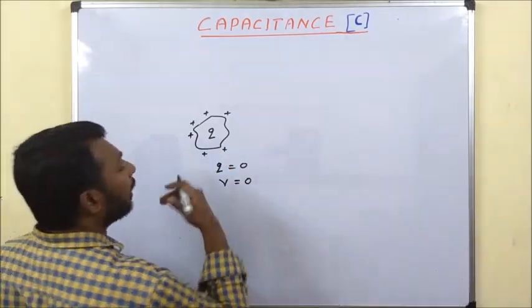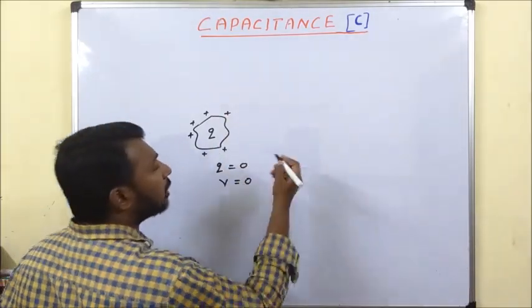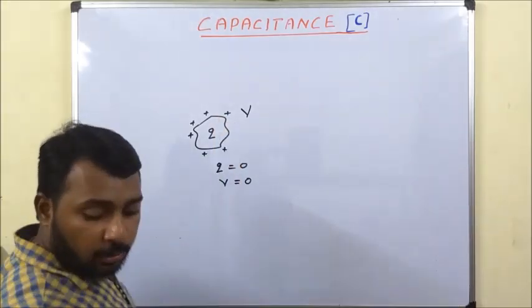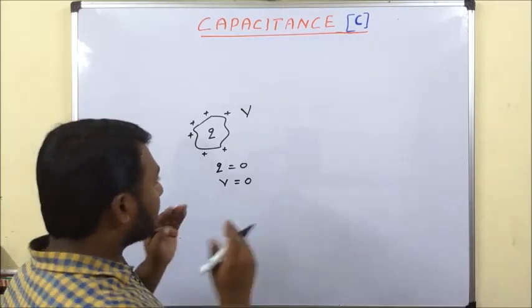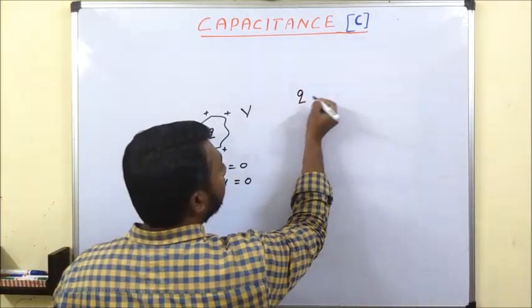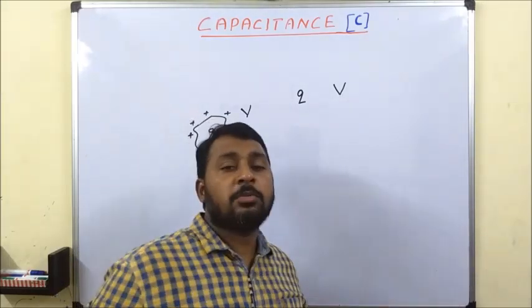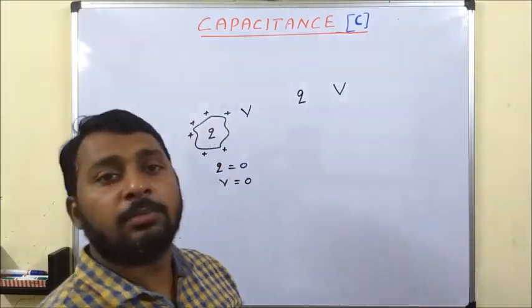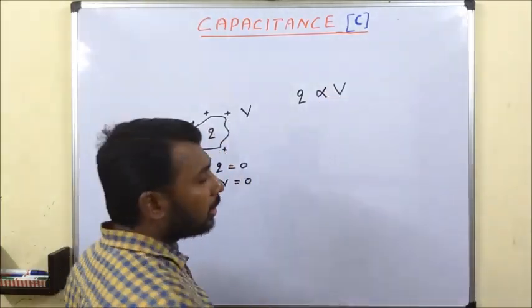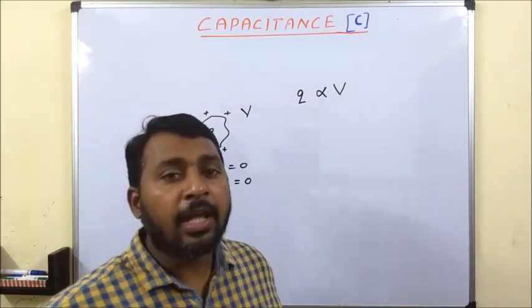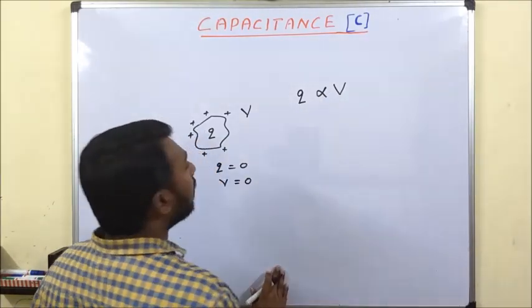But later you started charging it. So as the charge increases, the potential also increases. Now there is a potential around this body. It is clear that the more charge you give, the more the potential will increase. So there is a relationship between the charge and the potential of that body. That means they are directly proportional. If you charge it, the potential will increase. This is the relation between charge and potential.